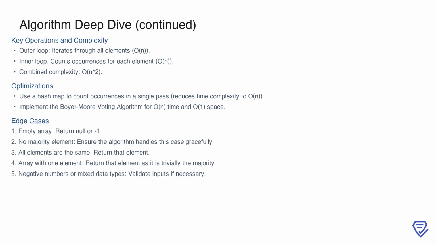It's also important to address edge cases. For example, if the array is empty, the algorithm should handle this gracefully by returning null or -1. If no majority element exists, the result should reflect this outcome. Arrays where all elements are the same or contain only one element are straightforward, as the single element is trivially the majority. Lastly, handling edge cases like negative numbers or mixed data types requires validating the input to ensure proper functionality. These considerations help ensure the algorithm is robust and efficient in all scenarios.